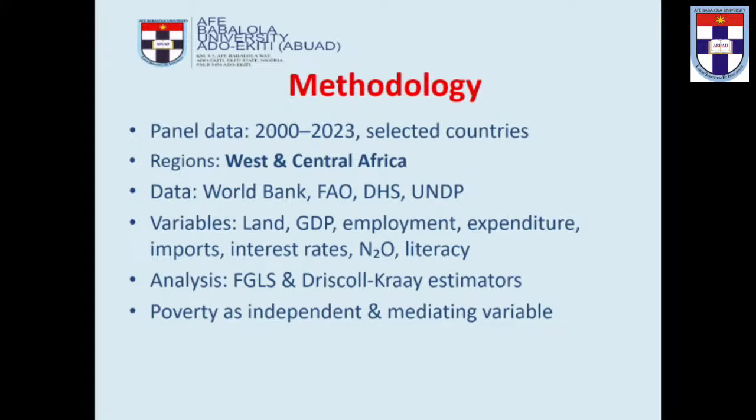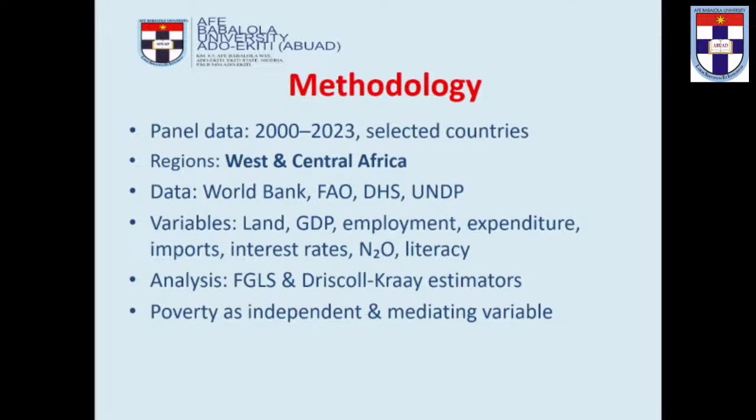And again, some of the key variables used are land, GDP, employment, expenditure, import, interest rate, neutral society, literacy, and we also have some key variables like food production, poverty, life expectancy, and infant mortality. Now, the analysis.